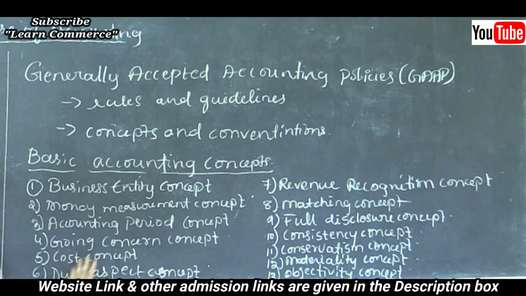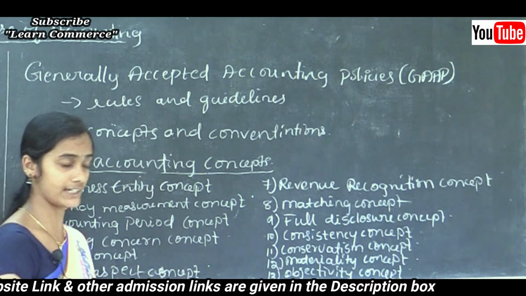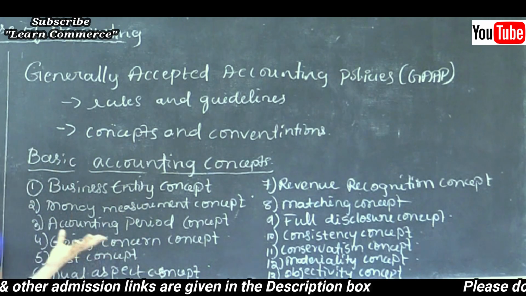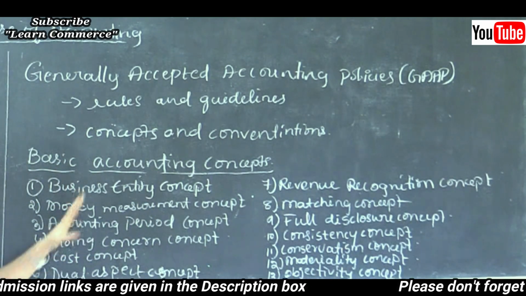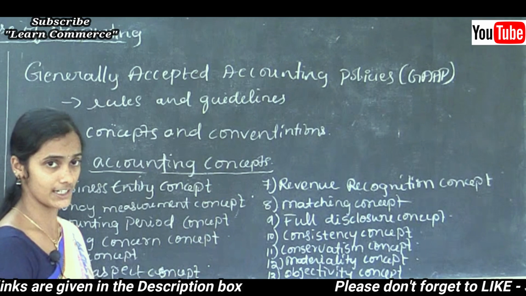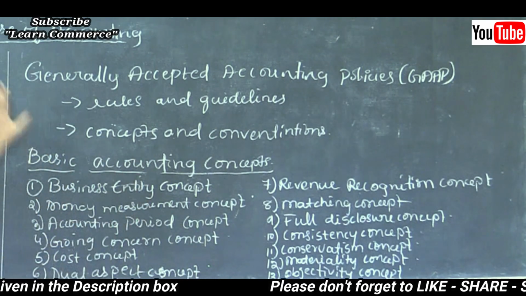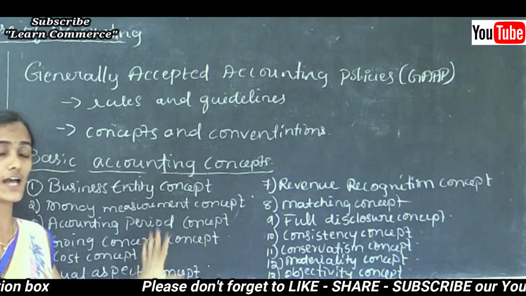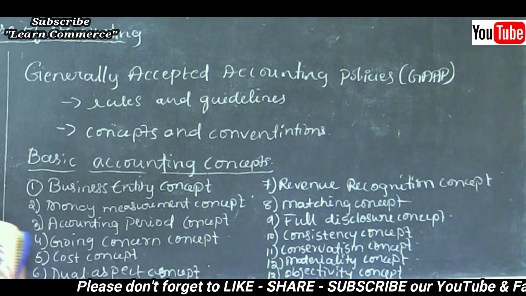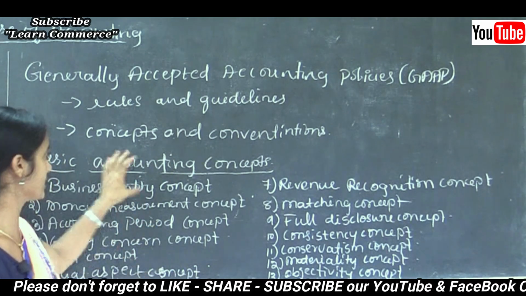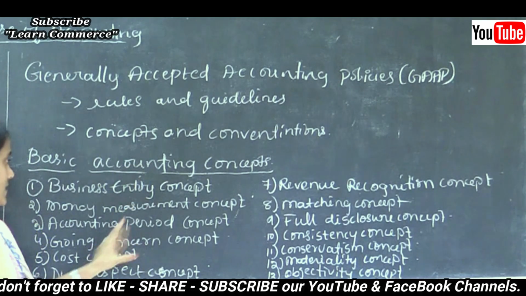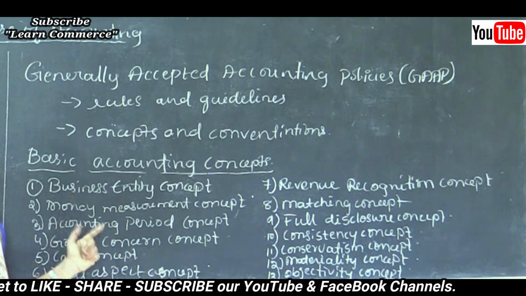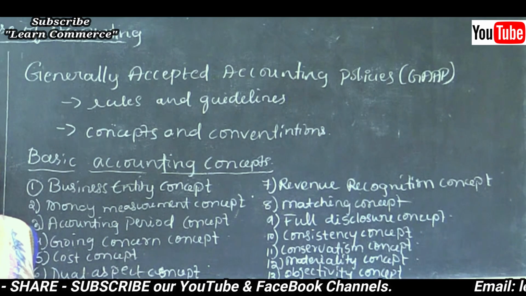Based on these concepts we can pass the journal entries and study the basic accounting information. So we need to study these 13 concepts in depth in this second chapter. All these concepts are very important. From the next class onwards we will study these concepts one by one, such as what exactly the business entity concept is, or what the money measurement concept is.